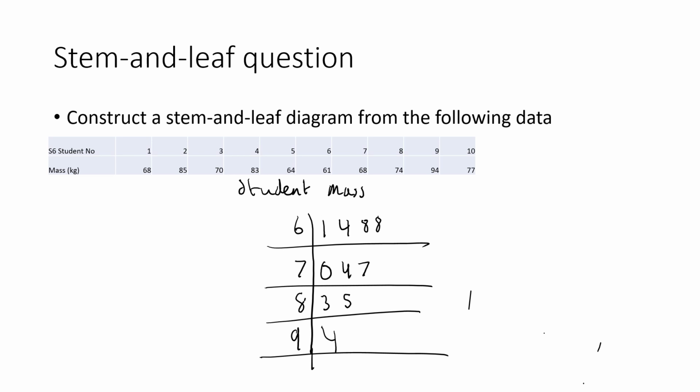Now, one thing we're forgetting here is the key. So let's draw the key. So we do 6 line 1 is equal to 61 kg.